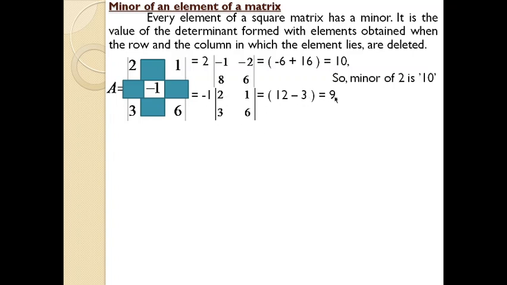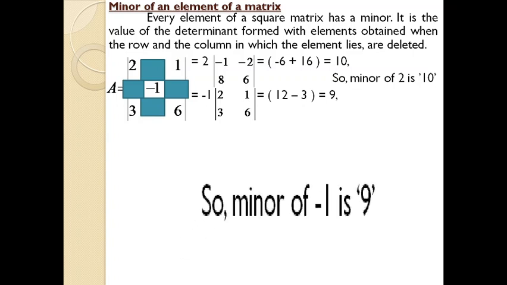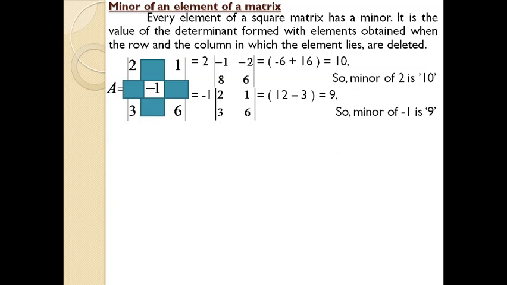9 is actually the minor of minus 1. Same way, here 10 is the minor of 2. So this is how you are finding the minor of a certain element. You have to find the minor of all the elements within a matrix. When you are asked to find a minor, you need to find all the minors within a matrix. This is the case of minor of an element of a matrix.